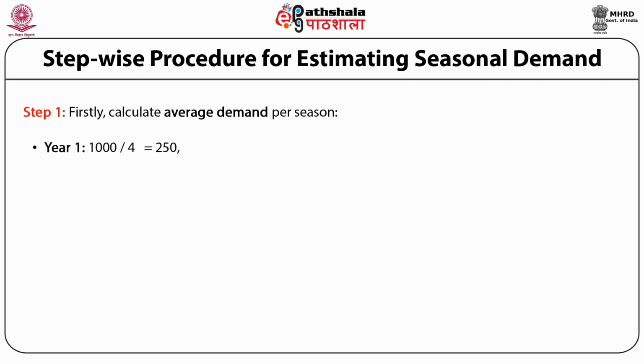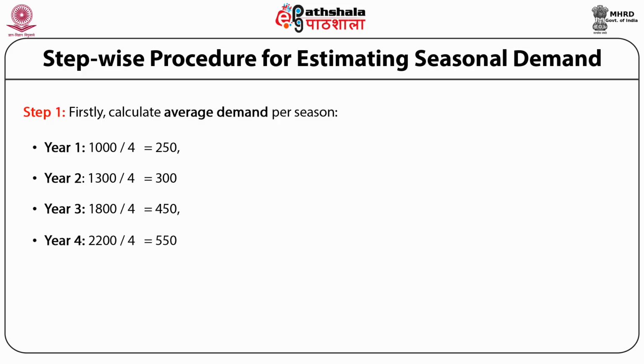For year 1, the average demand per season would be total demand divided by the number of quarters, that is 1000 units divided by 4, which would be 250 units. For year 2, the total actual demand is 1300 units and there are 4 quarters, so the average demand per season for year 2 would be 1300 divided by 4 equal to 300 units. Similarly, for year 3, it would be 1800 divided by 4, which would be 450 units. Lastly, for year 4, it would be 2200 divided by 4, that is 550 units.